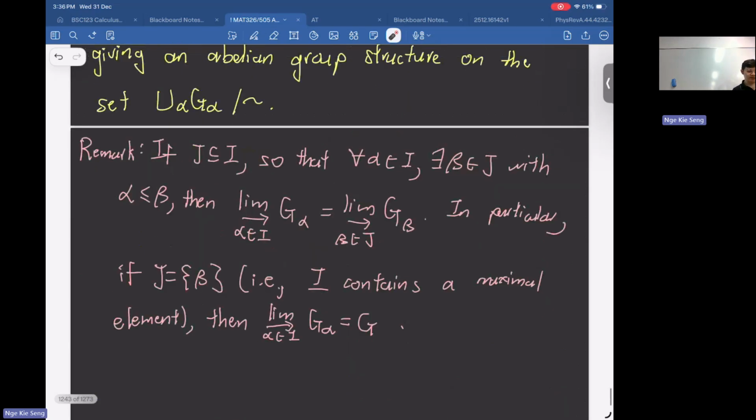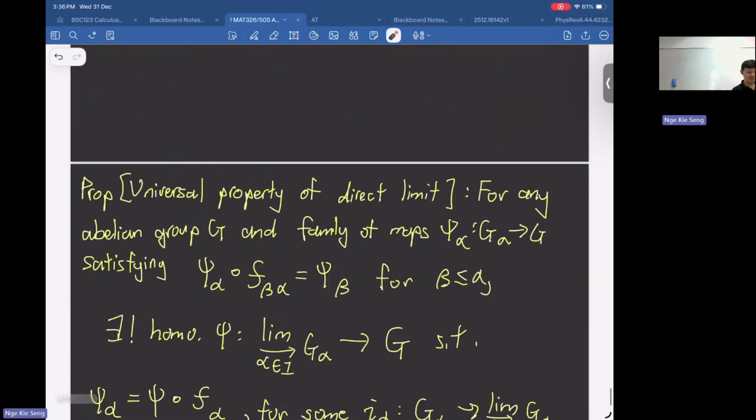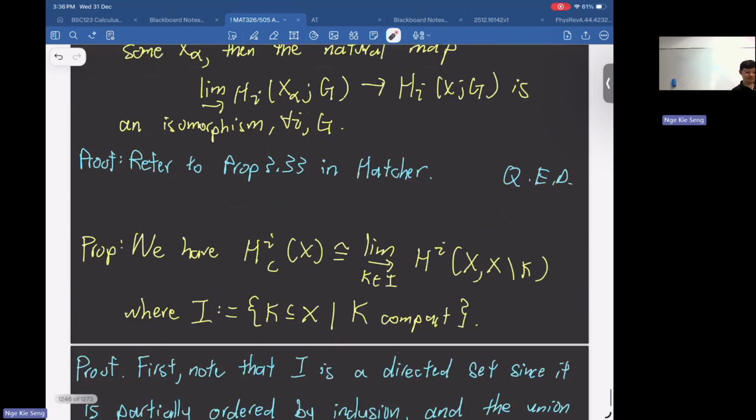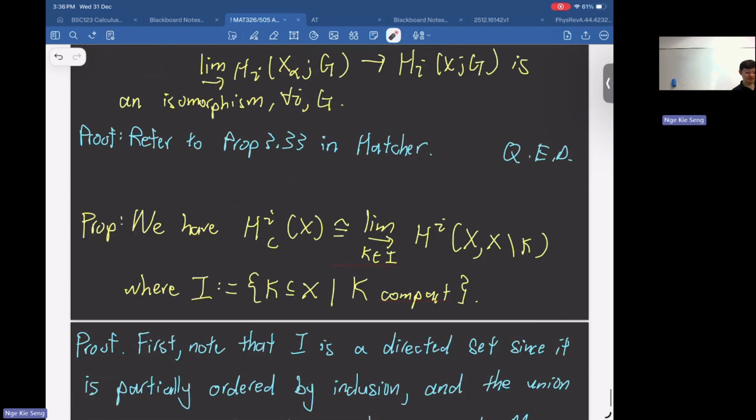It's a direct limit. You need some diagram to do it. It's about universal property, and mapping into a diagram, mapping out from the diagram. I won't tell you exactly what it is, but just give you some ideas that this kind of thing exists.